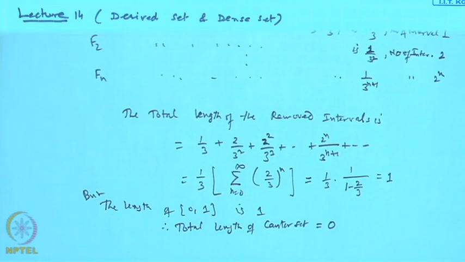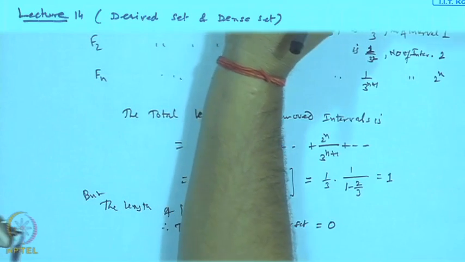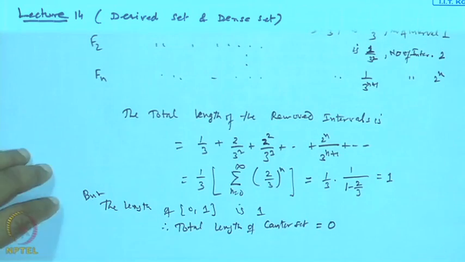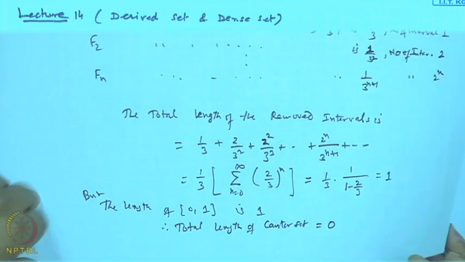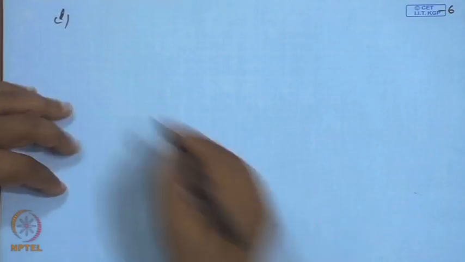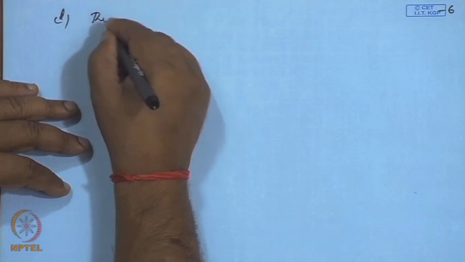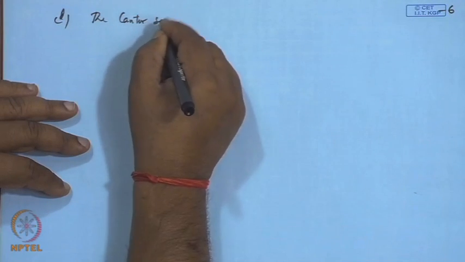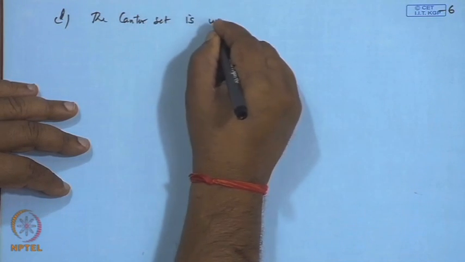The total length of the Cantor set is 0, that is, the measure of the set is 0. Is that clear? Now, the last one which we want to show is part D: the Cantor set is uncountable.